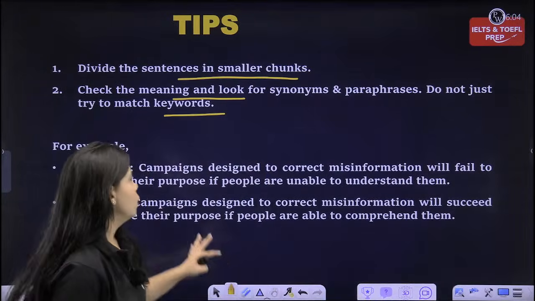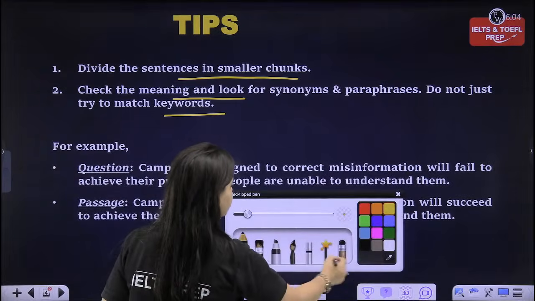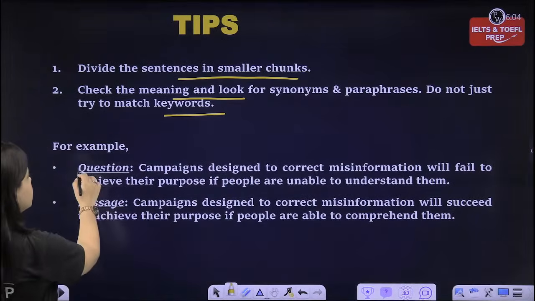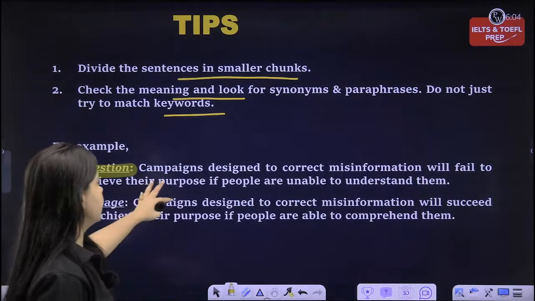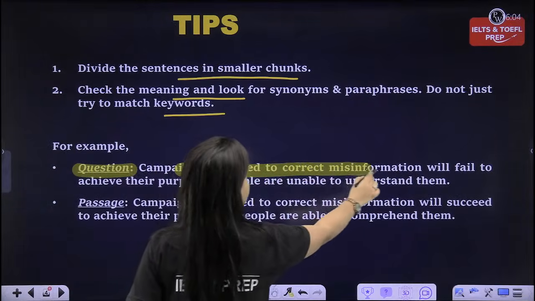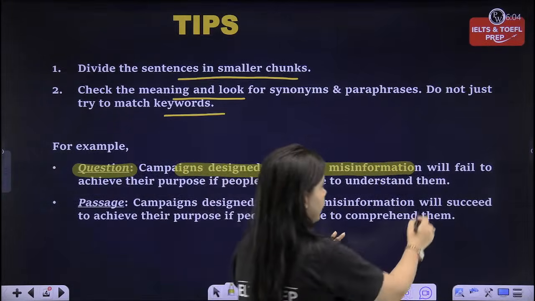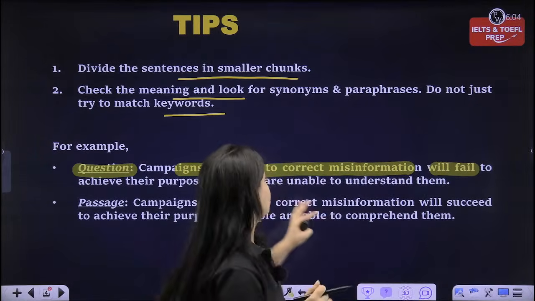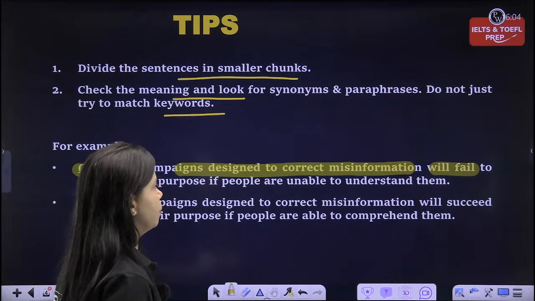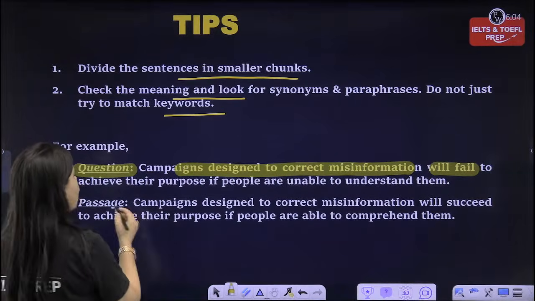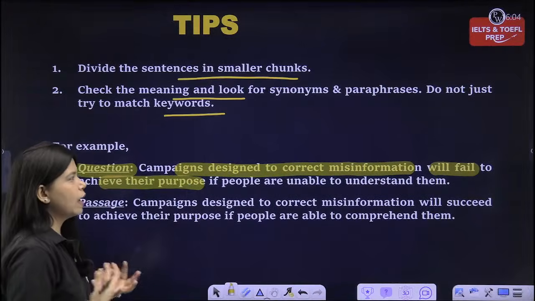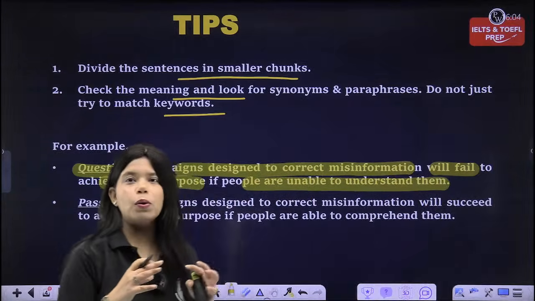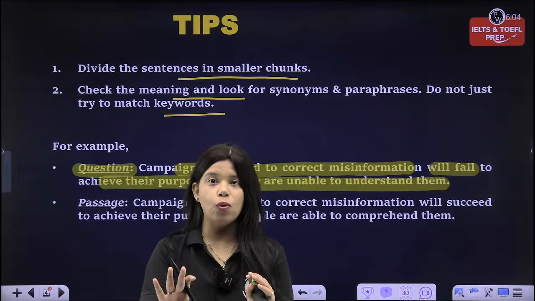Let's quickly practice it. So look at this one. Let's break it down in small little chunks here, because the sentence is pretty lengthy. Now let's imagine this is your question and the question says, campaigns designed to correct misinformation will fail. Okay, see how I am breaking it down in small little chunks. So campaigns designed to correct misinformation will fail. Fail in what? To achieve their purpose. Why would they fail? If people are unable to understand them. So I have broken down this lengthy sentence in 4 chunks.